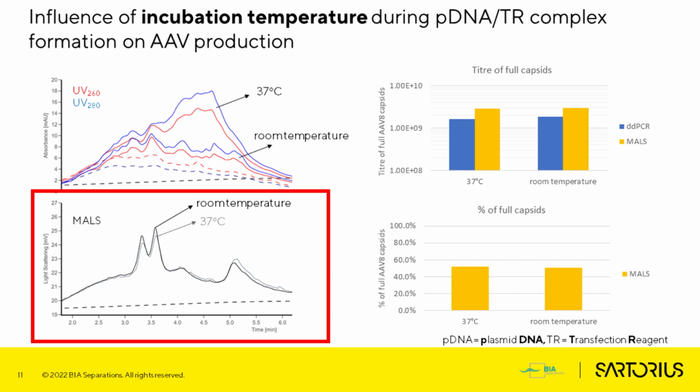On the following slides, I'm going to show you several examples of how we use this analytics to do AAV upstream process optimization for empty-full ratio already at very low sample size. These have been performed in shake flasks, but you can also couple it with Ambr 15 or even Ambr 250. In the red rectangle, you see multi-angle light scattering of two different samples. The only difference between them is that complexation between plasmid DNA and transfection reagent was made either at room temperature or 37 degrees. On the right side of this slide, you see a comparison between ddPCR titers and the quantification from MALS. Here we did not observe a big difference between the two samples.